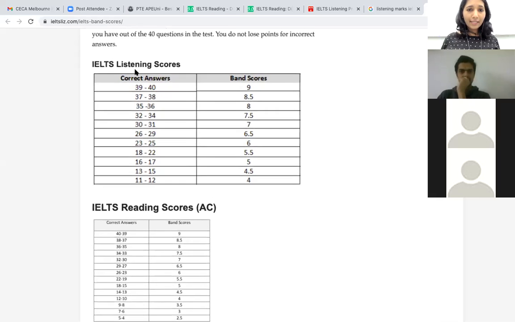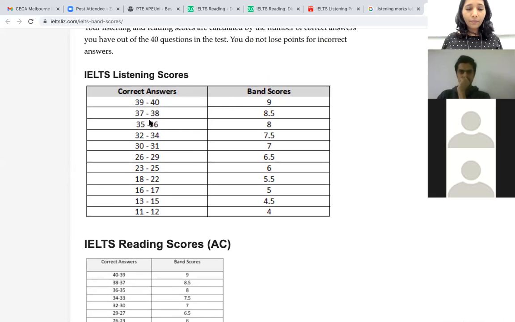So this is your listening band. You've got 6, that is 7.5, and you've got 3 wrongs, right? 3 or 2, Sumina? 3. So that is 8.5. Well done. And I got 1 wrong with the multiple choice.